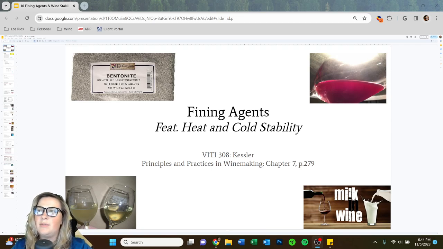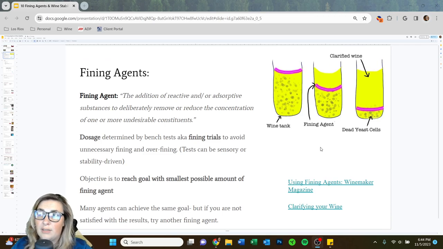Tonight we're going to talk about fining agents, and we're also going to talk about heat and cold stability. If you want to follow along, this is chapter 7 of our Principles and Practices in Winemaking textbook. The first part of it can be rather dense and hard to read, but they do open up into sections about earths and polysaccharides, all the stuff that we're going to talk about as presented in the slideshow. If you want another resource, definitely check out the textbook.